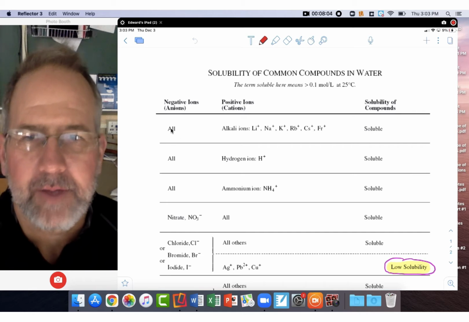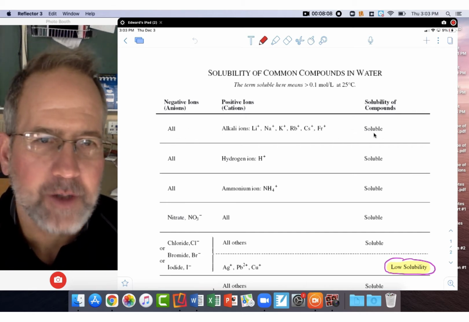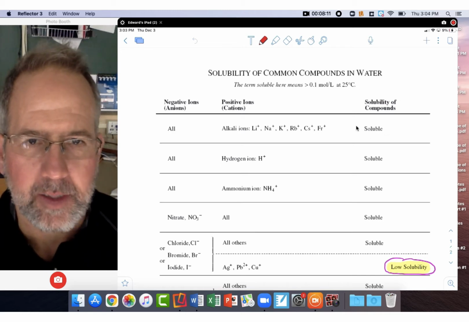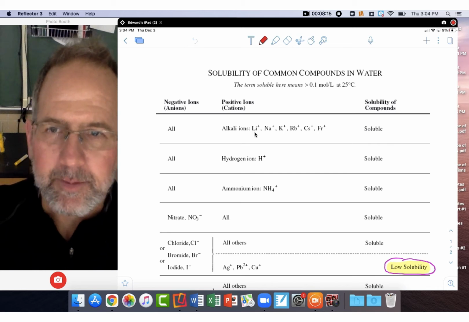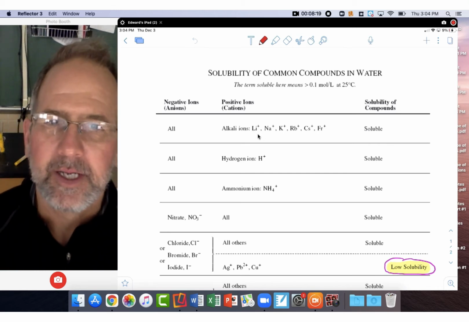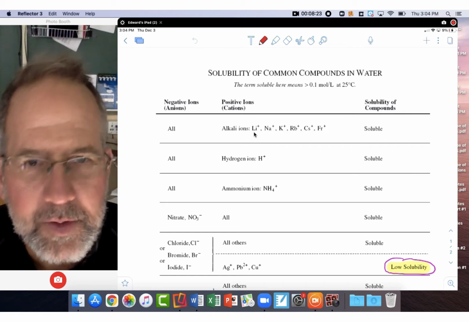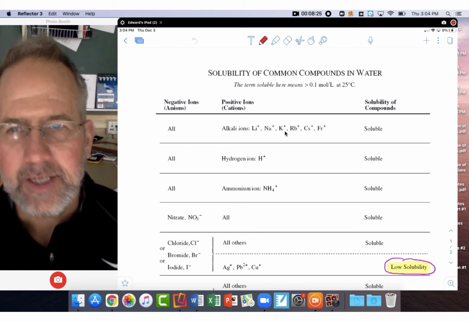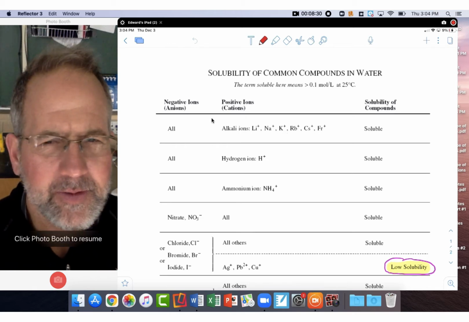Okay, so we have this ion chart here. And so we look at the first line here. It says all. All are soluble. And what this is talking about is the alkali ions. So on the first column of your periodic table are the alkali ions, right under hydrogen. Lithium, sodium, potassium, rubidium, cesium, and francium. Those are the alkalis, and they dissolve no matter what compound they are attached to.